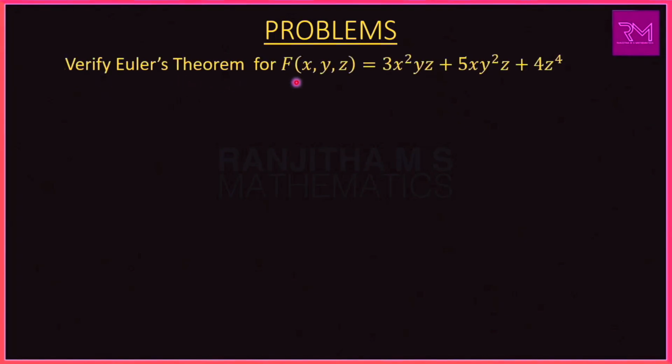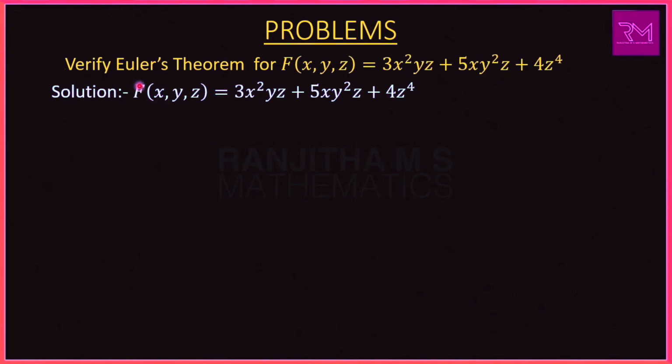Verify Euler's theorem for f(x, y, z) = 3x²yz + 5xy²z + 4z⁴. Take the given problem. Here we have to verify Euler's theorem for this function.